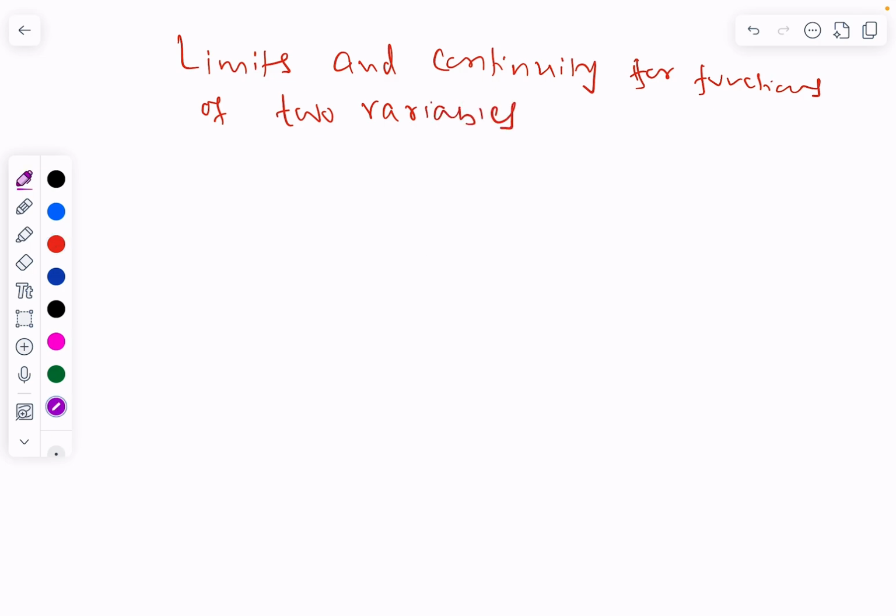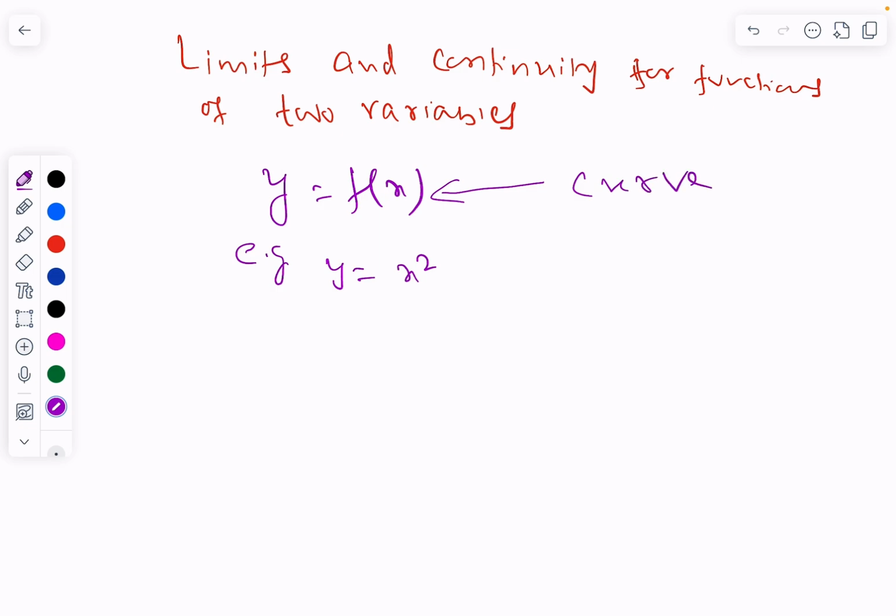See, in 12th standard, you studied the function of one independent variable, like y equal to f(x). Suppose you have y equal to x square. So this is a function of one independent variable x. If you have any function having one variable, then it represents a curve. Any function of one variable represents a curve.